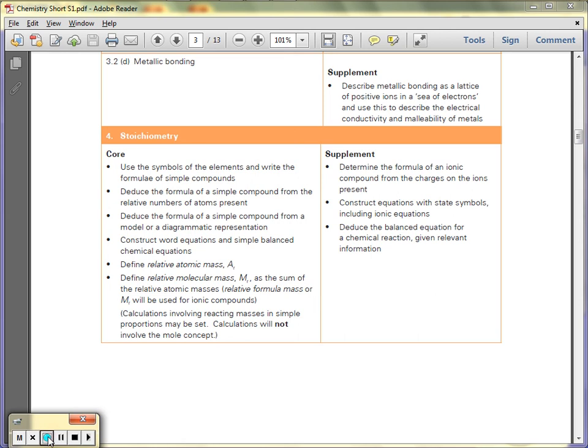Alright, I feel like this video is really long. Let's see how much of this we've done. Use symbols of the elements to write the formula, done. Determine the formula of an ionic compound, done. Deduce the formula from the relative numbers present, done. Construct equations with state symbols, no, we didn't do that. Deduce formula of simple compounds from a model, done. Deduce balancing, nope. Construct word equation, nope. Relative atomic, nope. So we've done the first half. Man, that took a long time. Alright, so I'll do the second half later.